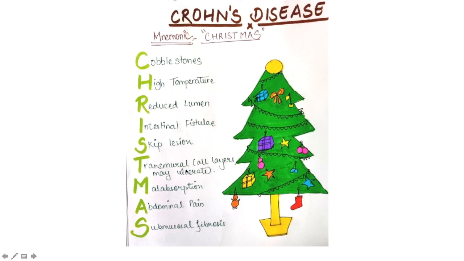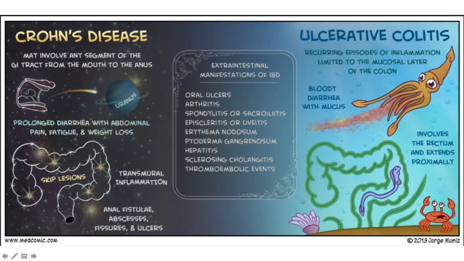There's also a differentiating factor between ulcerative colitis and Crohn's. M for malabsorption, A for abdominal pain, S for submucosal fibrosis. So Christmas time is here. Okay, this one we've seen before in our algorithm and diarrhea, but I thought I'd just reiterate it here for the sake of GI bleeding.